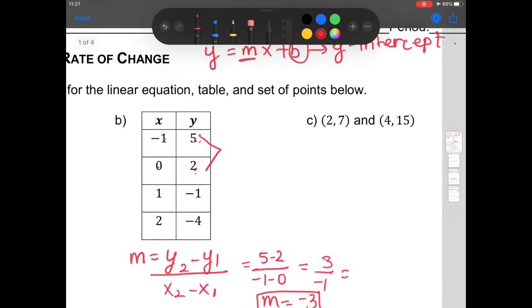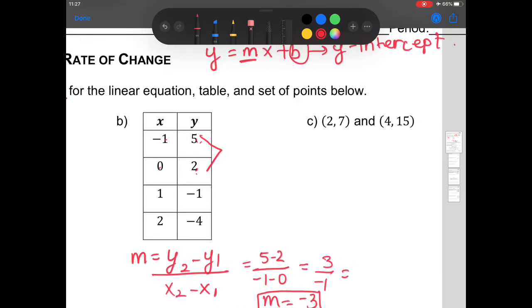Now, instead of a table, I write the points as ordered pairs. I'm going to rewrite the formula: m is equal to y2 minus y1 over x2 minus x1. If I say this is my x1, then this has to be my y1. If this is my x2, then the corresponding y value will be my y2. It doesn't matter what point you pick, as long as you're consistent. This is x1, y1, x2, y2. You can try it both ways.